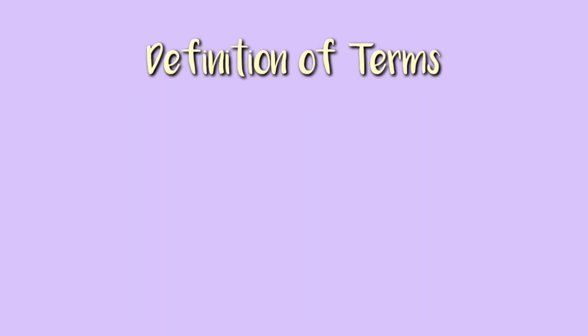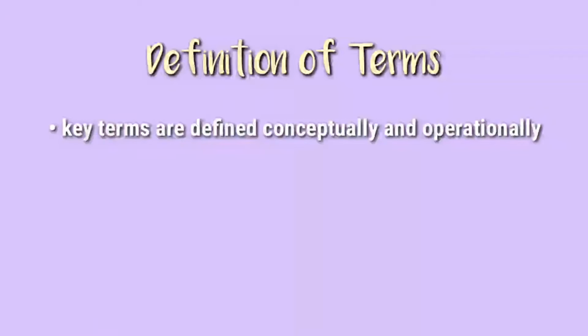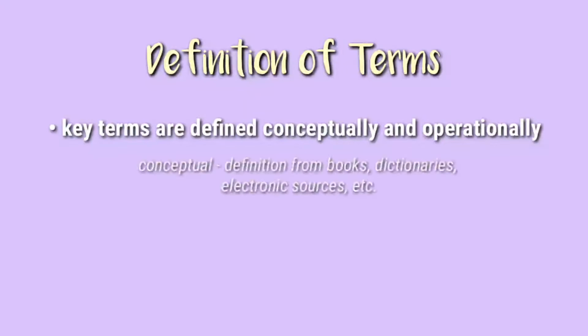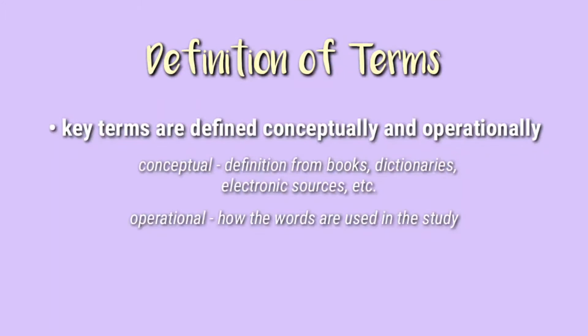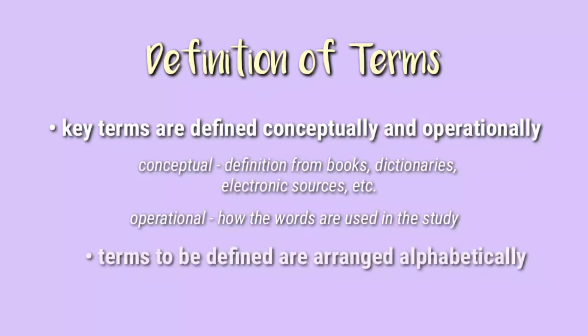Lastly, the definition of terms. In this section, the key terms are defined conceptually and operationally. When we say conceptual, the definition is taken from books, dictionaries, electronic sources, and the like. On one hand, operational definition refers to how the terms or words are used in the research work. This is provided by the researchers themselves. Terms to be defined are arranged alphabetically and written in paragraph form.